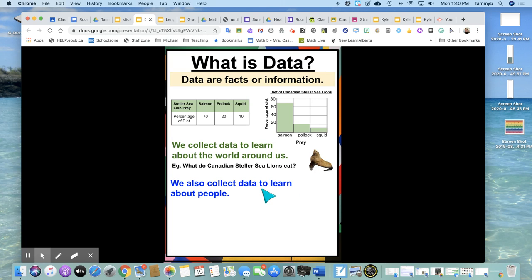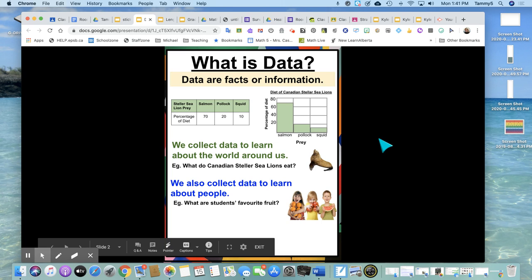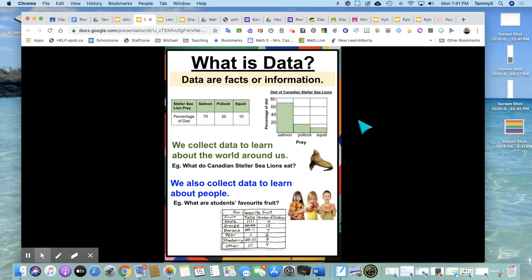We also collect data to learn about people. Now, when we're learning about people, we can simply ask them a question and interview them, or we could send out a survey or a questionnaire to gather the data about people. So we could ask the question, what are students' favorite fruits? And we could collect that data and organize it into a table, and then we could make a bar graph like I did up here with my Steller sea lions.